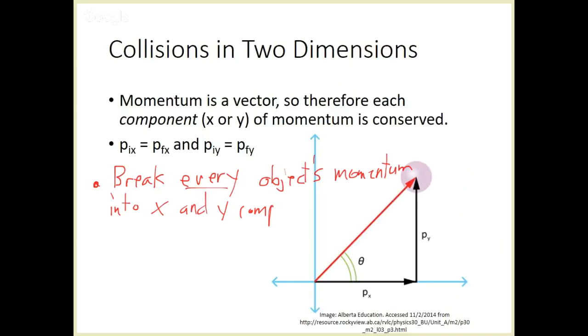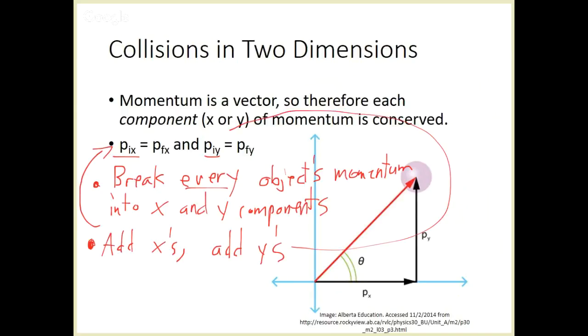I can talk so much faster than I can write. Two, you are going to add all the x's and add all the y's separately from all the different objects. Once you've done that, you've found the momentum in the x direction and the momentum in the y direction before the collision.